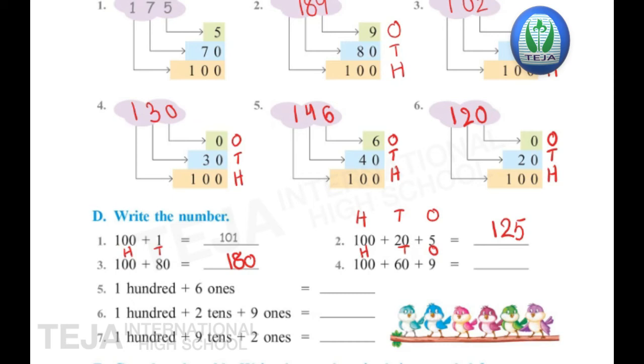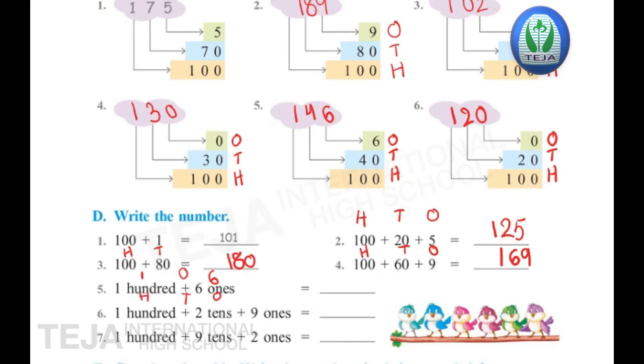Now look here, 9 is in ones place, 60 is in tens place, 100 is in hundreds place. Now write 9 in the ones place, 6 in the tens place and 1 in the hundreds place. So the answer is 169. Okay children. Now see fifth question. In hundreds place 1 is there and ones place 6 is there. So in tens place what is there? Nothing is there. When nothing is there, what we will do? We will write 0 in tens place, 6 in ones place and 1 in hundreds place.